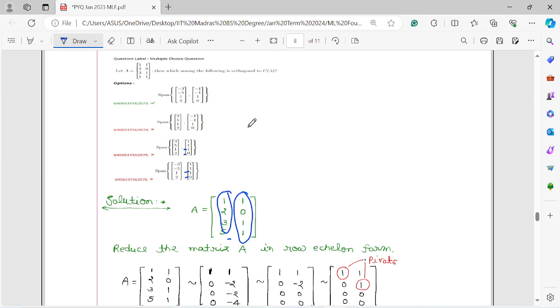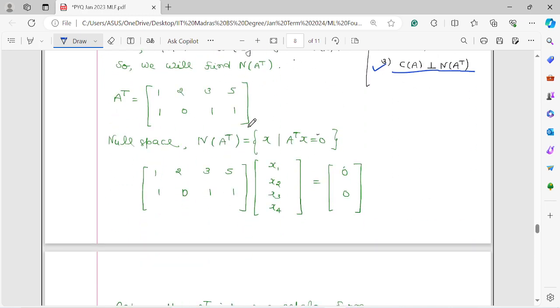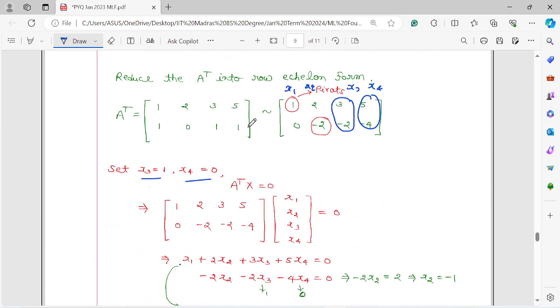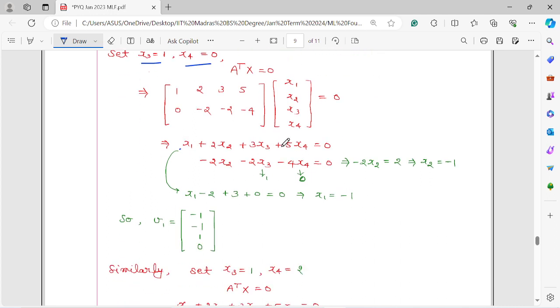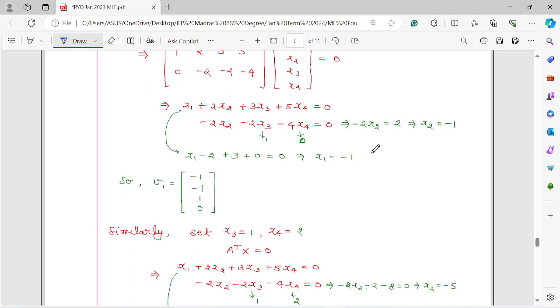In the case of free variables, you can take any value. So I have taken 1 0 because in all the options it is given 1 0. So we have taken x3 as 1, x4 as 0, and calculated the values of x1, x2. I have calculated x2 as -1, and x1 is equal to -1. So the vector v1 corresponds to -1 -1 1 0.